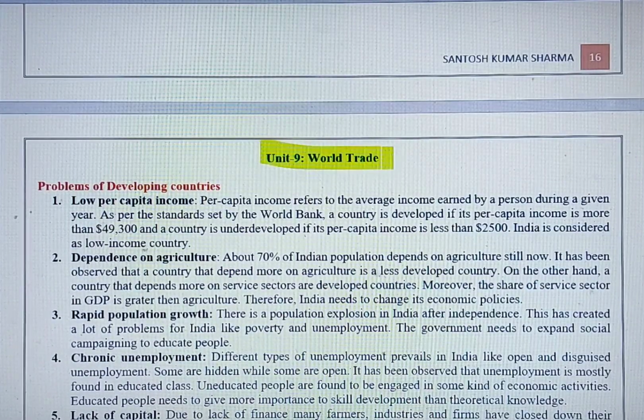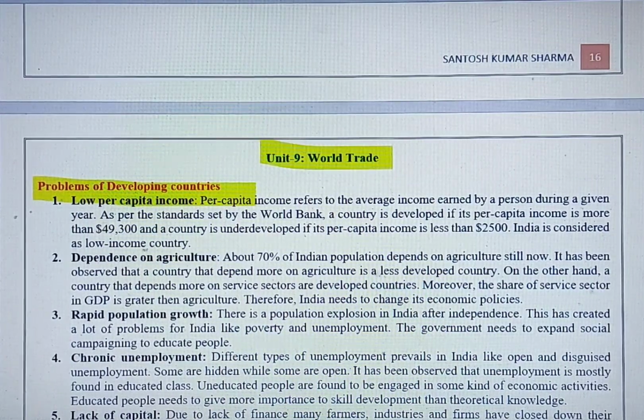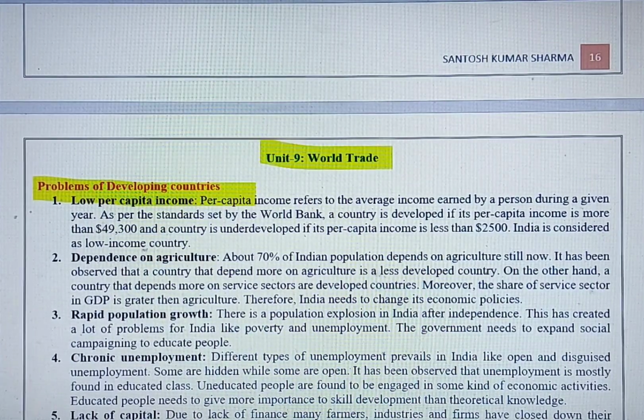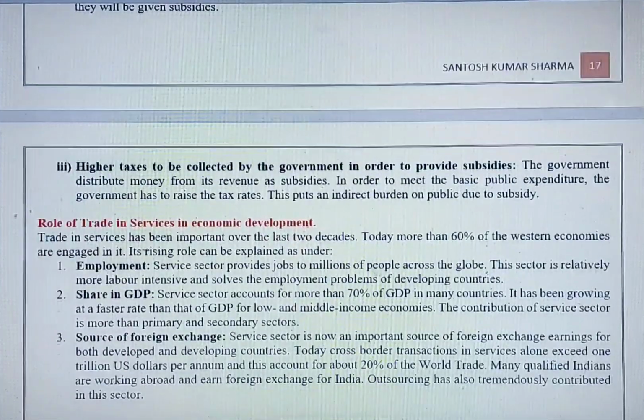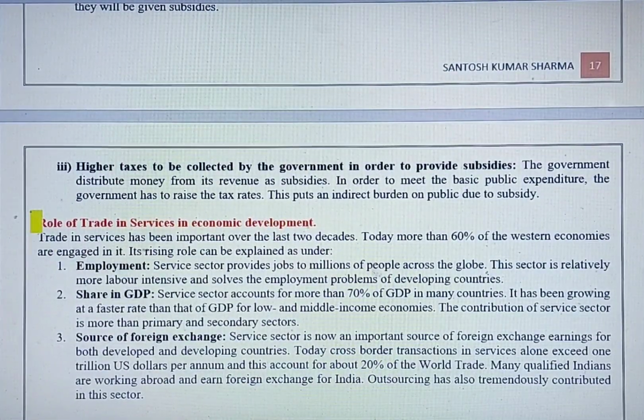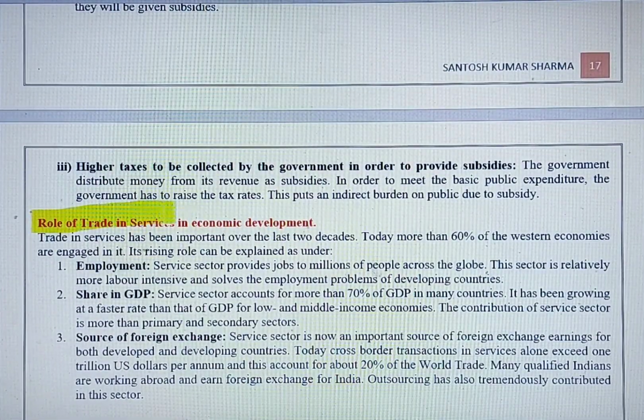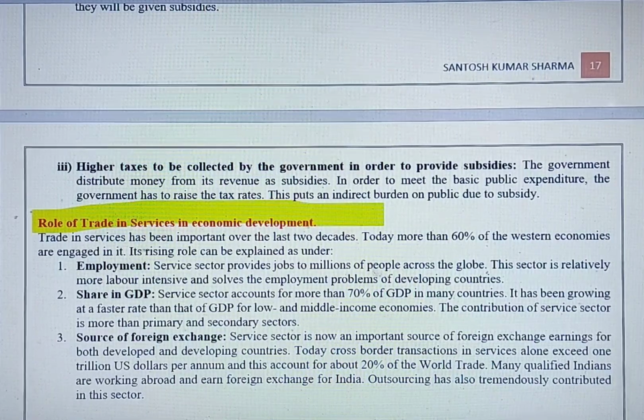And Unit 9, World Trade, what are the different problems of the developing countries while promoting or while doing international trade? What do you mean by subsidies and what are its drawbacks? This question is also an important one for the exam. The next important question is the role of trade in services in the economic development of a country.